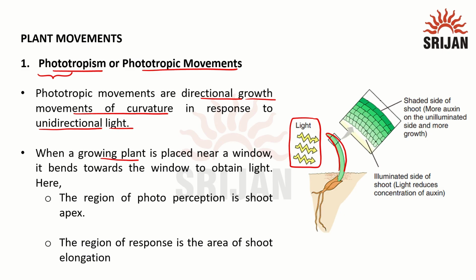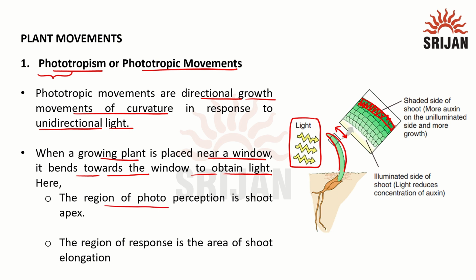When a growing plant is placed near a window, it bends towards the window to obtain light energy for photosynthesis. This is because the auxin, which is a growth promoter hormone, gets diffused onto the shaded part, that is the opposite direction. So it will promote cell elongation on this part. Because of unequal distribution of auxin and unequal growth pattern, the shoot will bend.